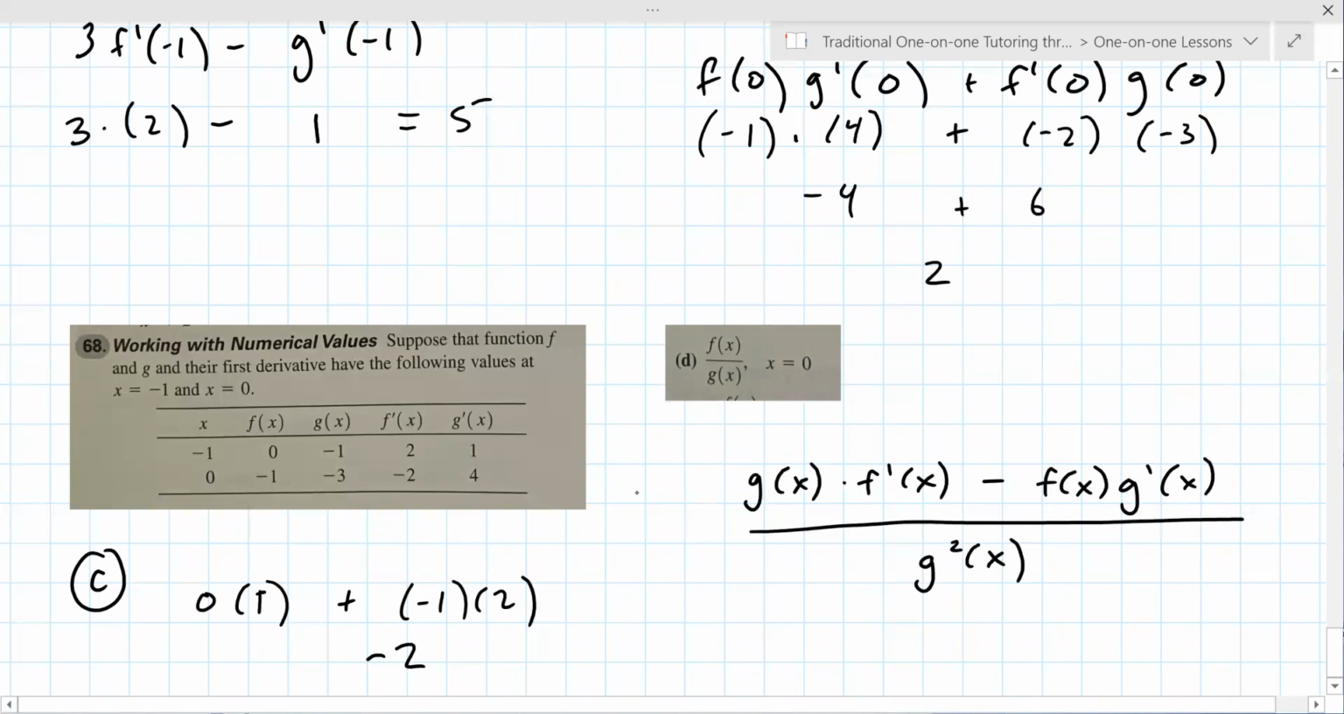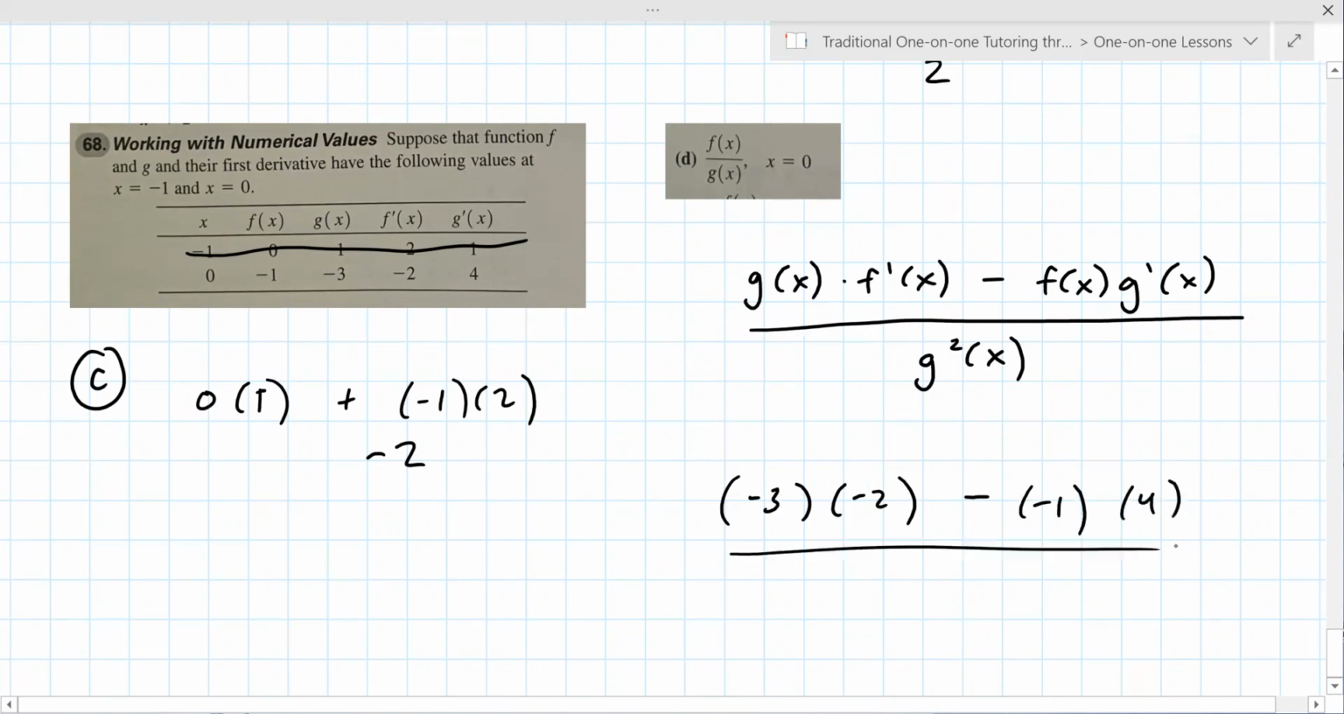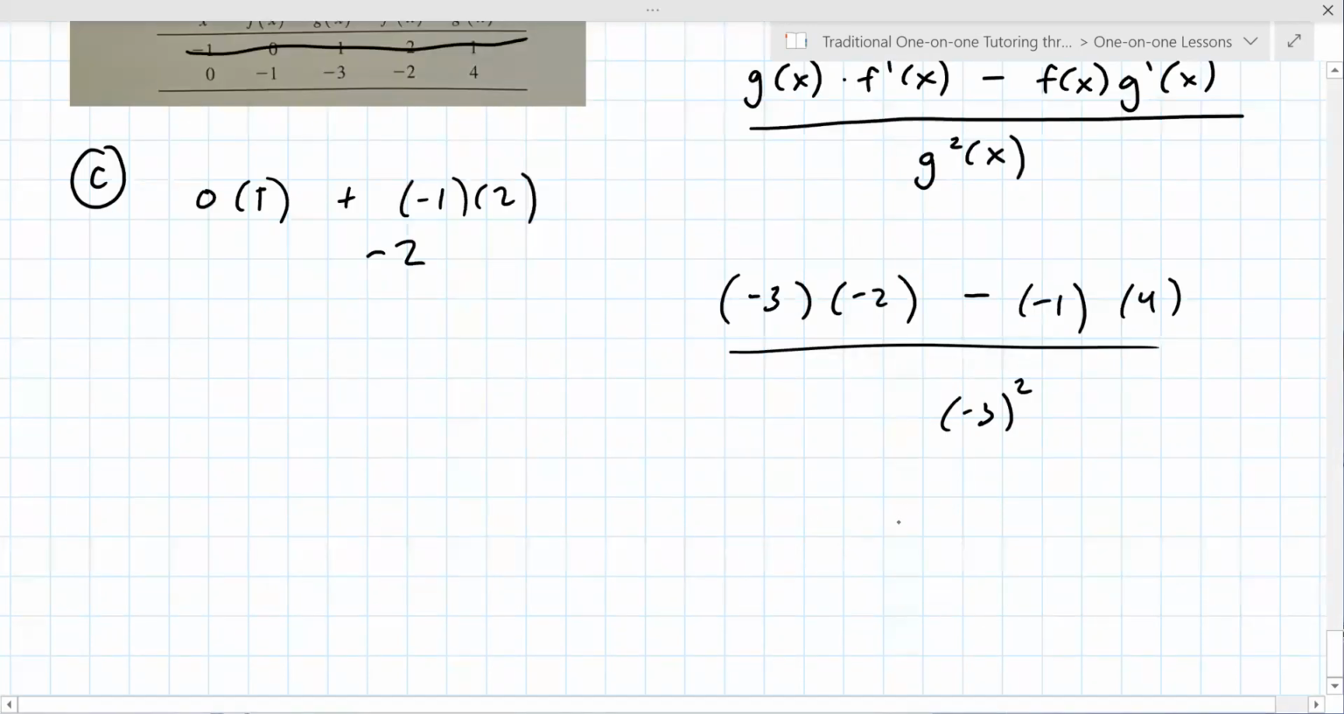I've got to grab g of 0. You're only using values in the bottom row, so that could help you if you cross one out or something. So it's g of x, so -3. Then -2, and then minus -1 times 4. And then it's -3 squared. You end up using all the numbers, but you have to make sure you get the right order, or it gets a little weird. So then that's 6 plus 4. So 10 over 9. Yep.